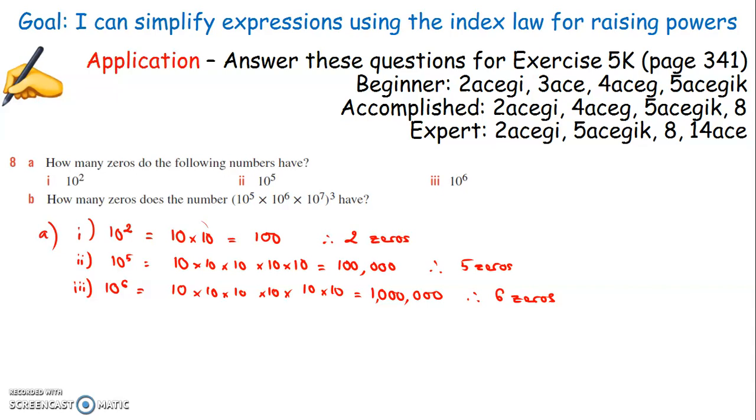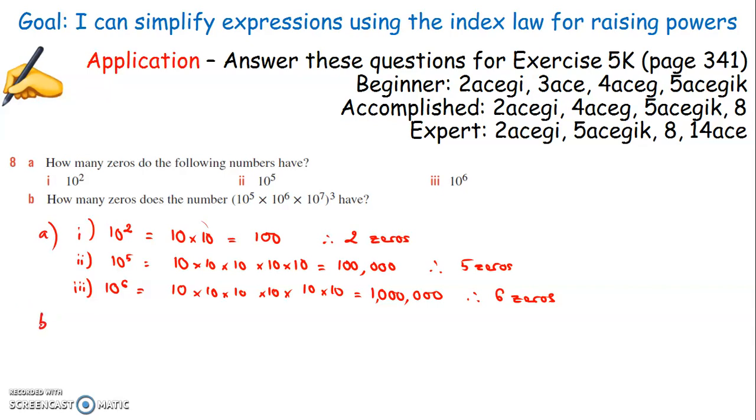So what do you think it's going to be if we have 10 to the 100? You guessed it, there will be 100 zeros there. Now that's too big of a number. I don't even know what that is, but I know for sure it's going to have 100 zeros after the 1.